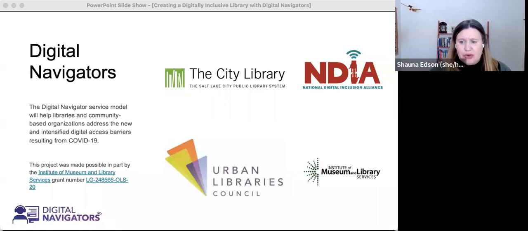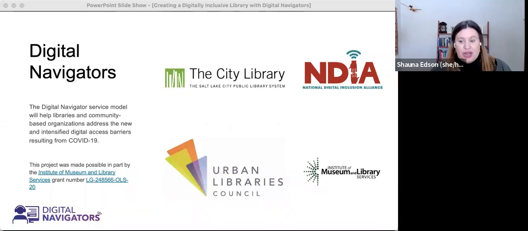So the Digital Navigator program model furthers digital inclusion efforts to ensure that more individuals and communities, including the most disadvantaged, can access affordable broadband, devices, and opportunities for digital skills training needed for full participation in the digital world. So Digital Navigators address the whole digital inclusion process, from home connectivity to devices and digital skill building, and work with community members through repeated interactions.